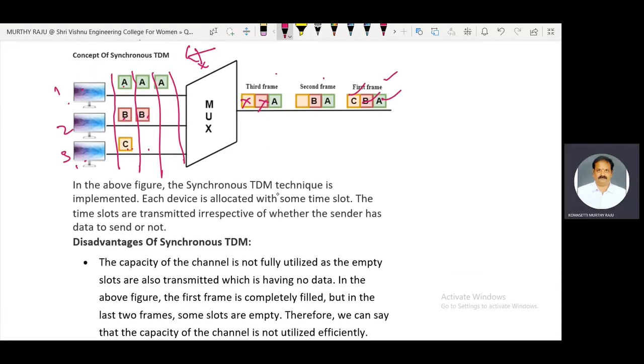In the above figure, the synchronous TDM technique is implemented. Each device is allocated some time slot. Each time slot is transmitted irrespective of whether the sender has data to send or not.